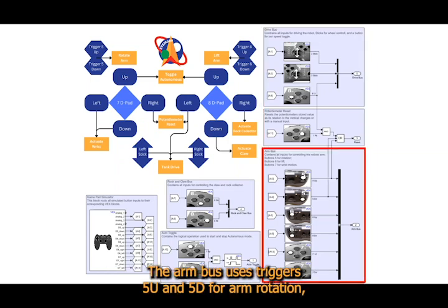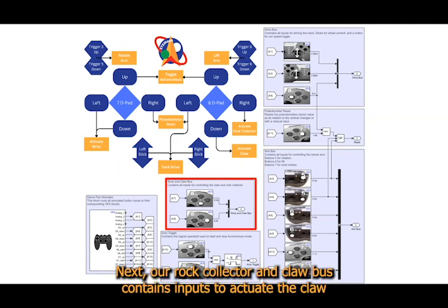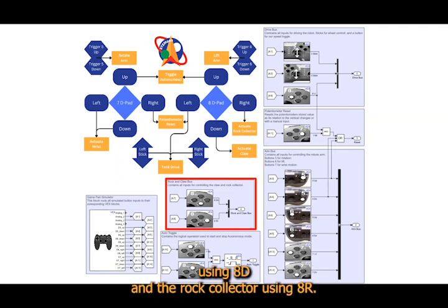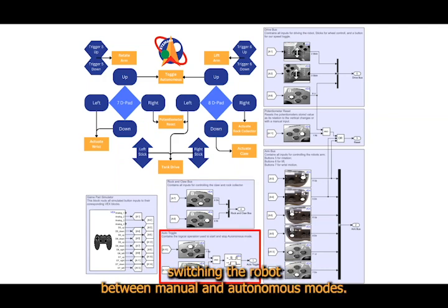subsystem. The arm bus uses triggers 5 up and 5 down for arm rotation, triggers 6 up and 6 down for arm lift, and 7 left and 7 down for wrist actuation. Next, our rock collector and claw bus contains inputs to actuate the claw using 8 down and the rock collector using 8 right. Finally, the auto toggle flips when both 7 up and 8 up are pressed, switching the robot between manual and autonomous modes.